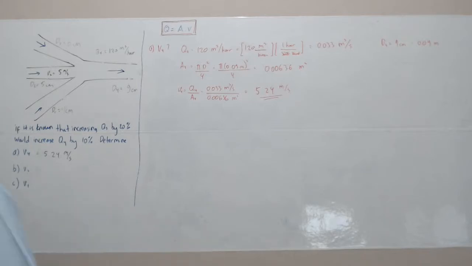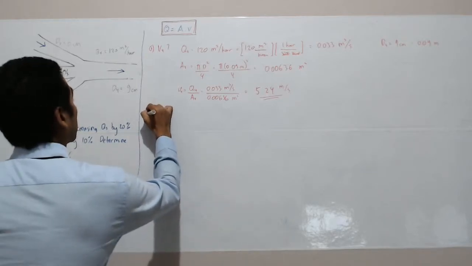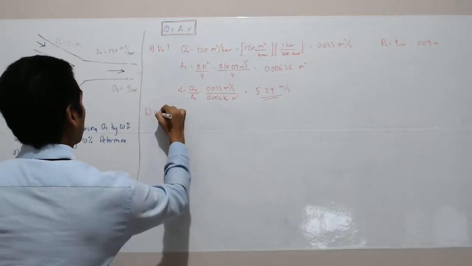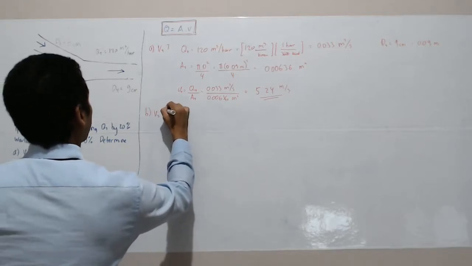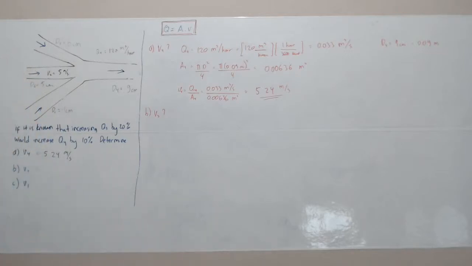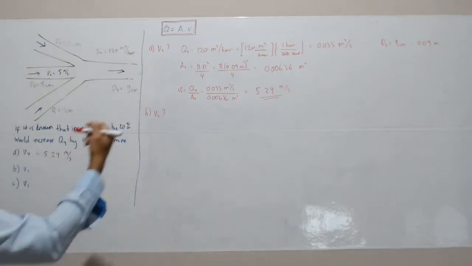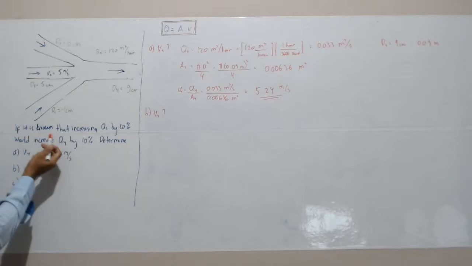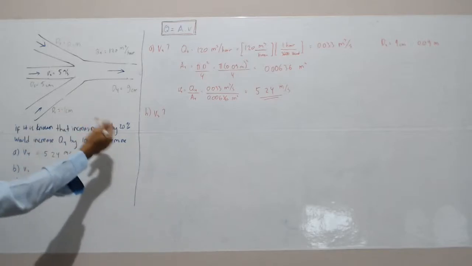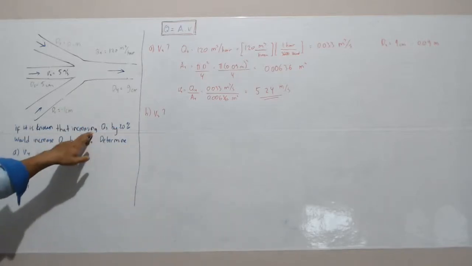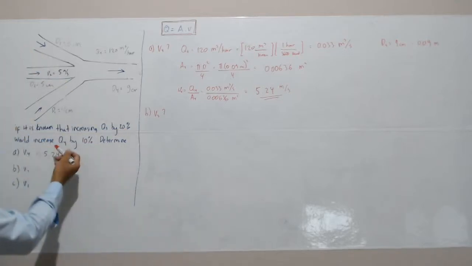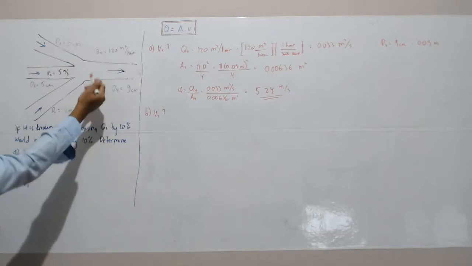Now let's solve for the second question, B. B is the velocity of the third pipe. Before we solve the equation, we need to know the volumetric flow rate of the third pipe. From this information, it is known that increasing the third pipe flow rate by 20% will increase the flow rate of the fourth pipe by 10%.